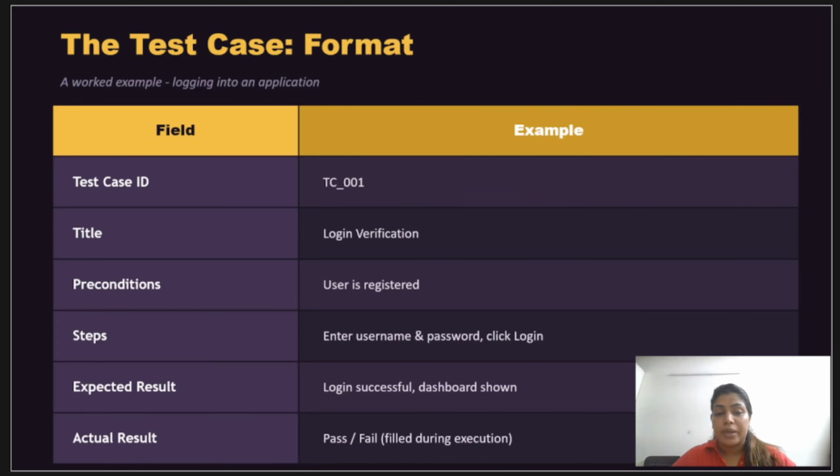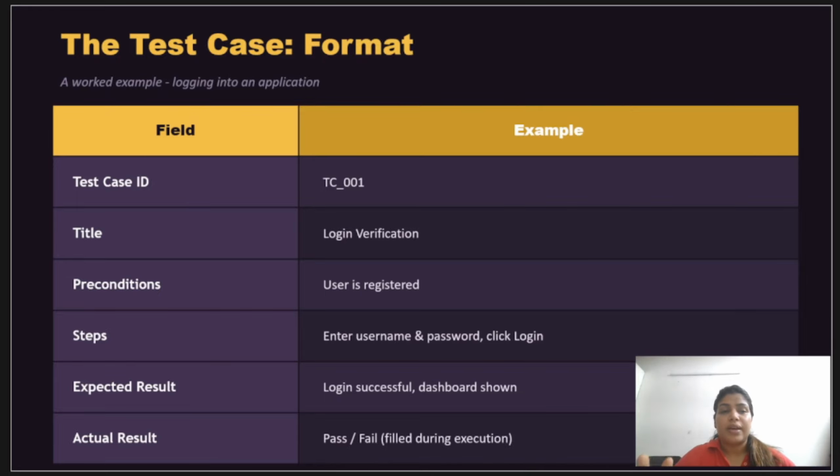What actually happened? If the actual is matching the expected, then it is a pass. If not, it's a fail. And then you raise a defect. So there is a golden rule. A good test case is so clear that any tester, even a brand new joiner who's never seen the app, can execute it and get a consistent result.